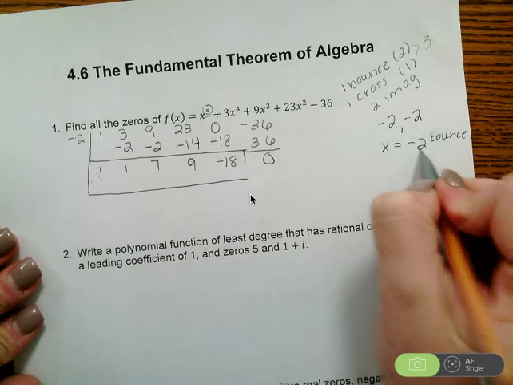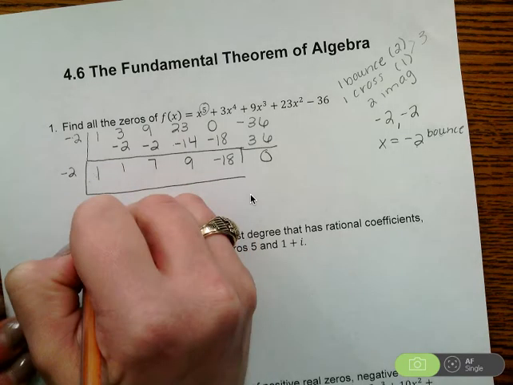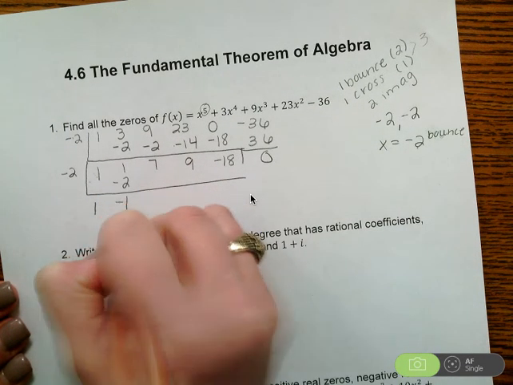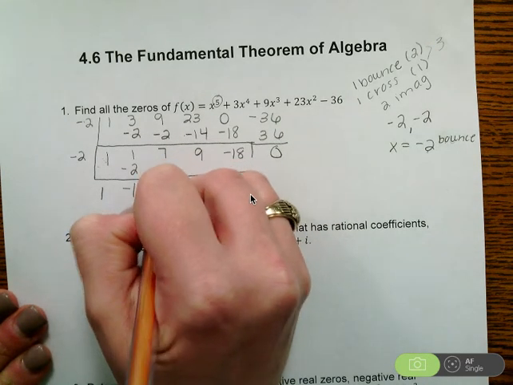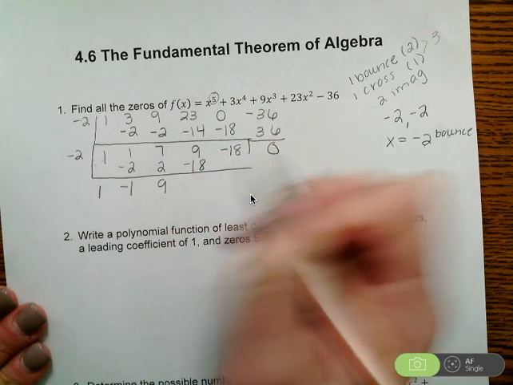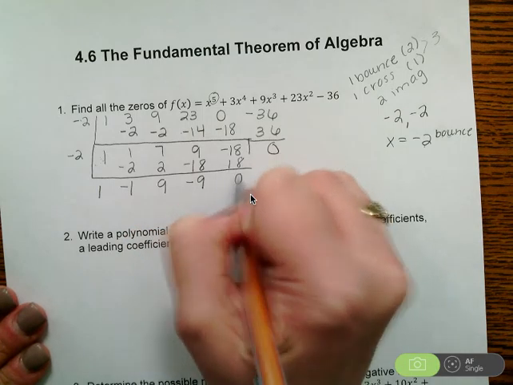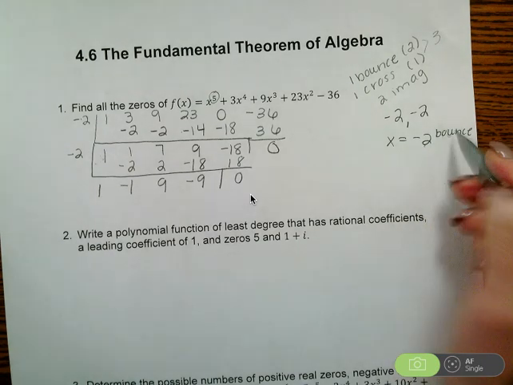And because I know that this is a bounce, you can actually do it twice. Okay, so bring down that 1. -2 times 1 is -2. 1 minus 2 is -1. -2 times -1 is a +2, which gives you 9, making that a -18, which makes that there and that there. So hey, look, that remainder is 0. That means we did it right. That's cool. Okay. So that accounts for this zero here. So we found those 2.